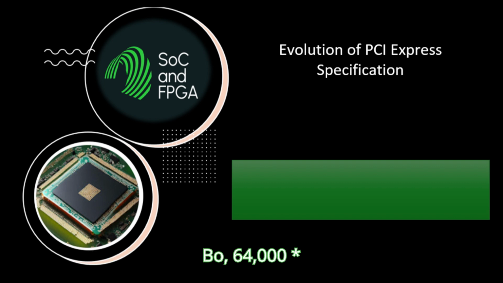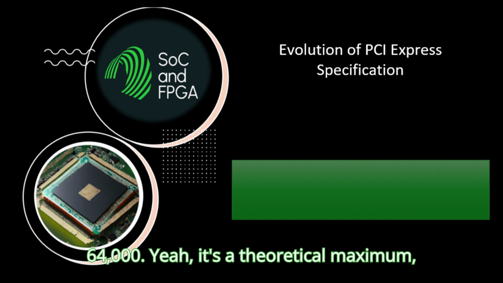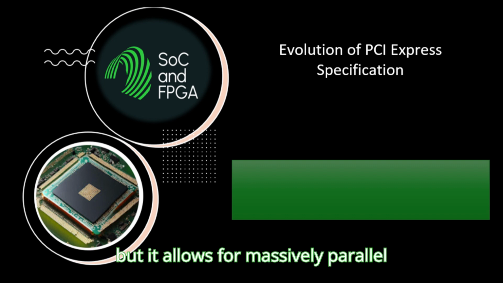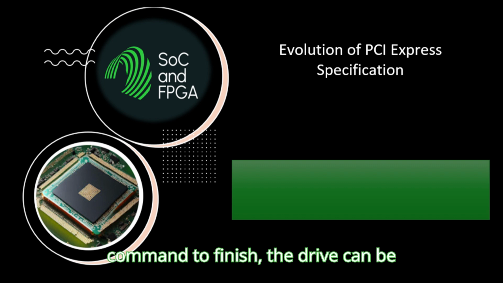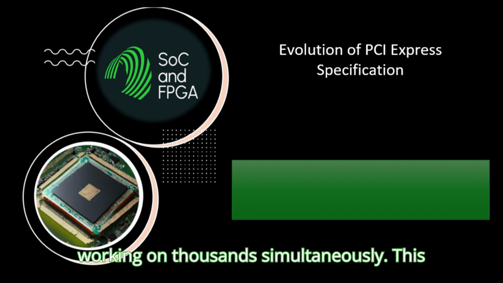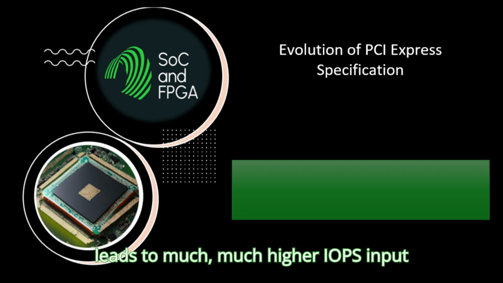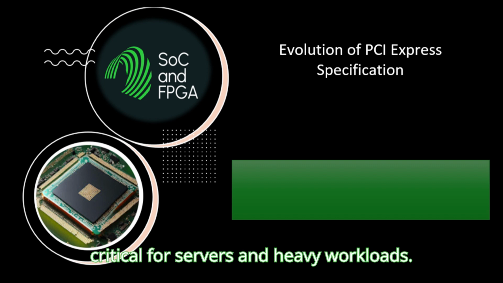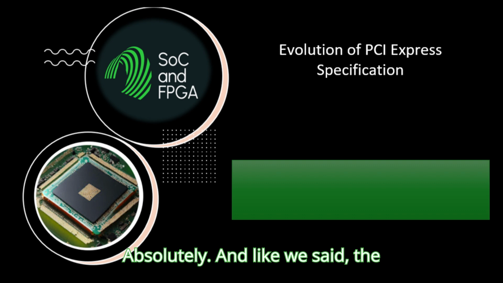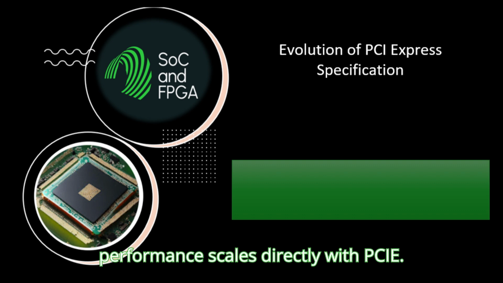Whoa. 64,000 times 64,000. Yeah, it's a theoretical maximum, but it allows for massively parallel operations. Instead of waiting for one command to finish, the drive can be working on thousands simultaneously. This leads to much, much higher IOPS, input-output operations per second. Which is critical for servers and heavy workloads. Absolutely. And like we said, the performance scales directly with PCIe.